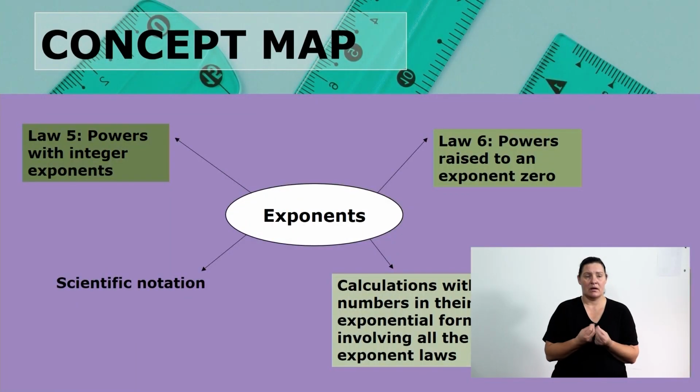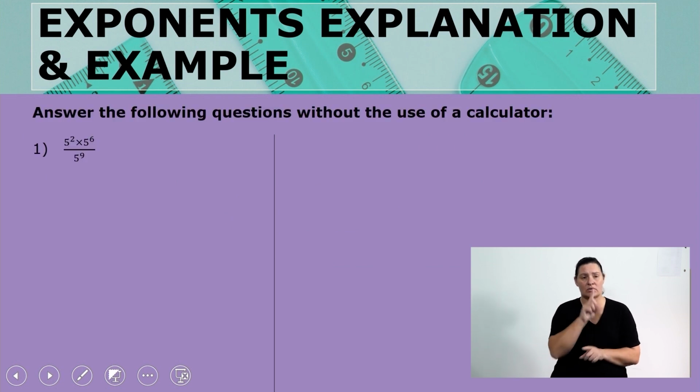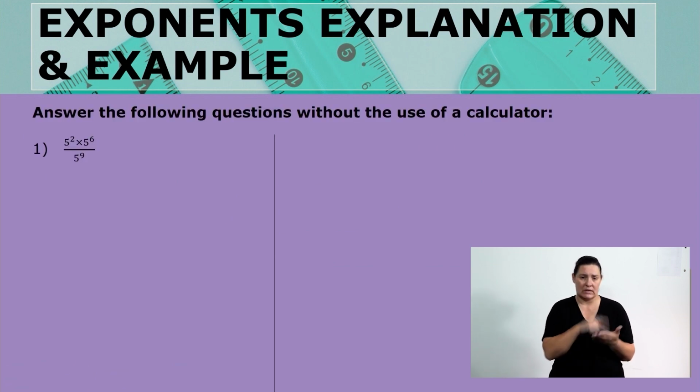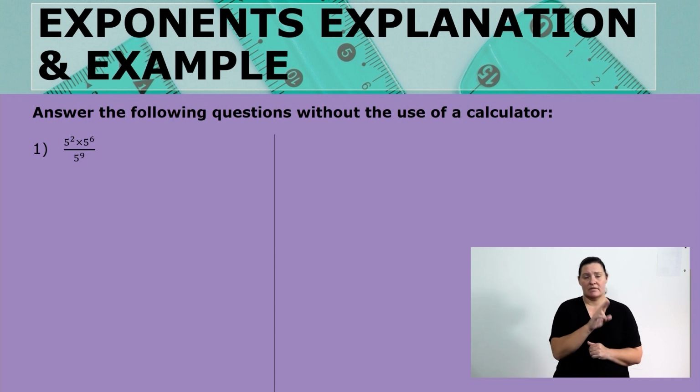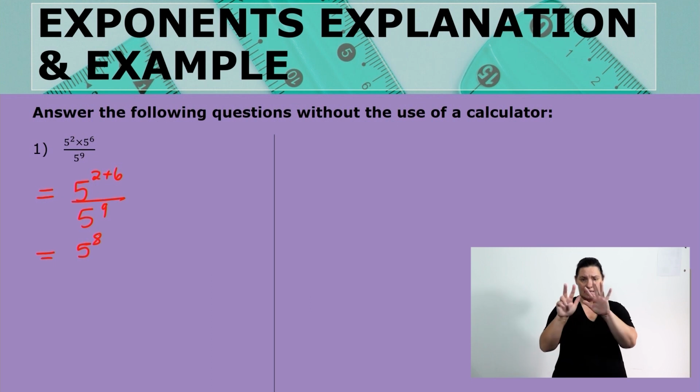Let's move on to calculations with all the exponent laws. So let's answer the following questions without the use of a calculator. We have there 5 squared multiplied by 5 to the exponent 6, and this is all divided by 5 to the exponent 9. Because we have powers of the same base, this is going to lead us to add the exponents, which is going to give us 5 to the exponent 8 divided by 5 to the exponent 9.